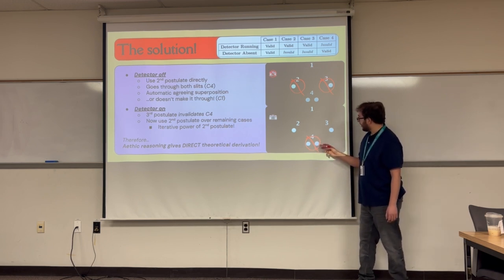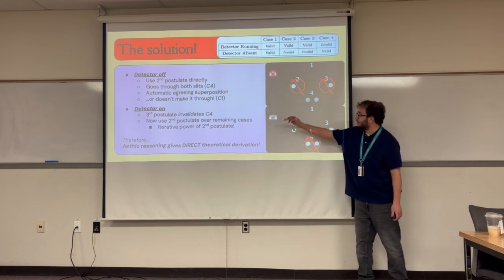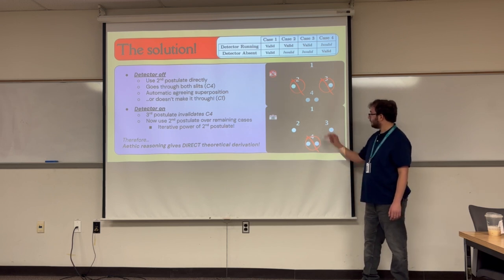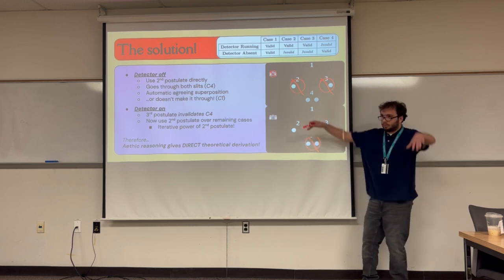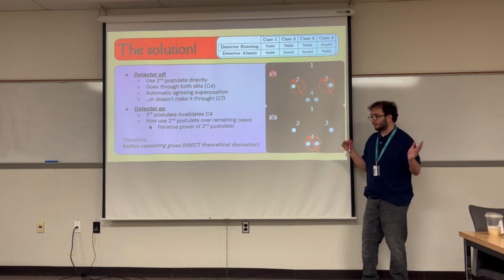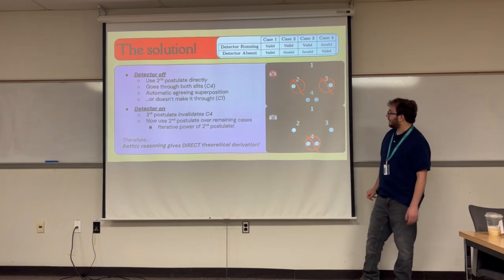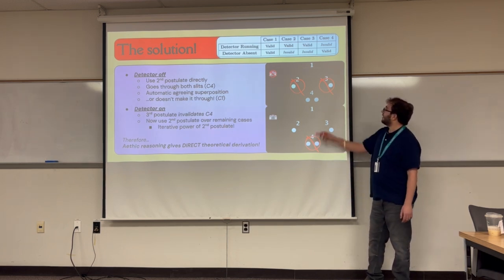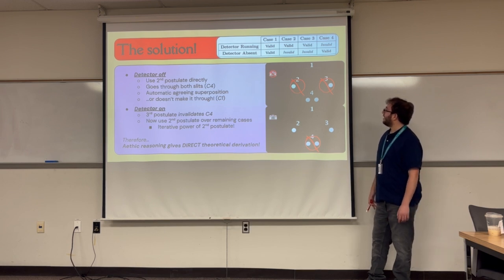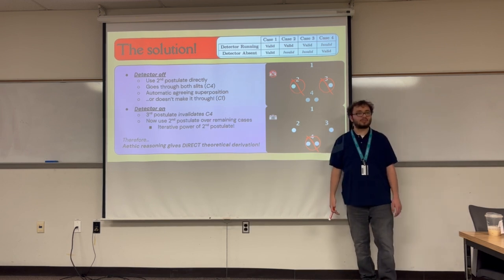But yeah, this guy right here is invalid because the third postulate counts it off. And the slits themselves are in disagreeing superposition because it's a layer down. Second order, first order, and so on. And that is a derivation of why this experiment goes like this.